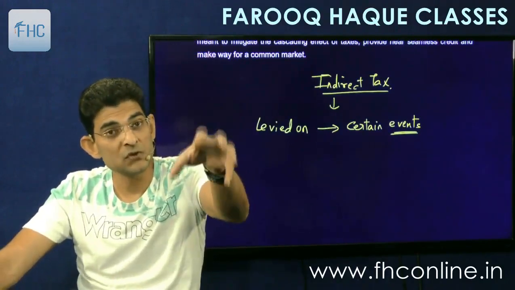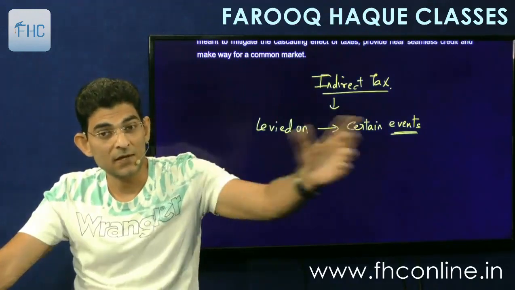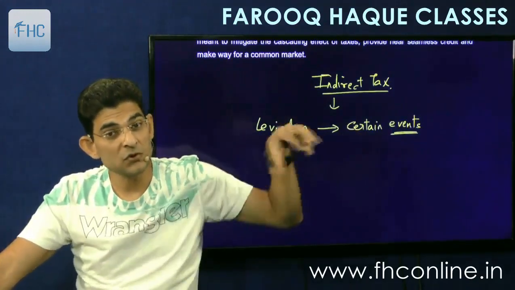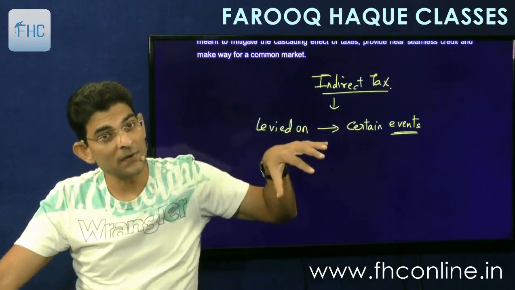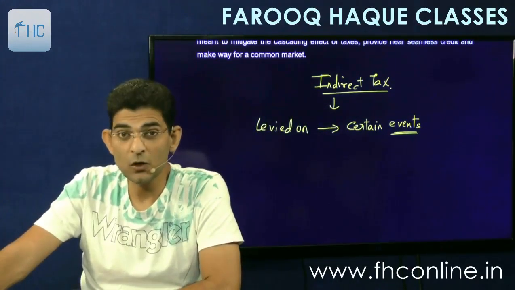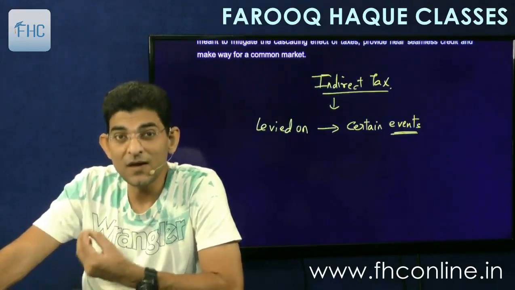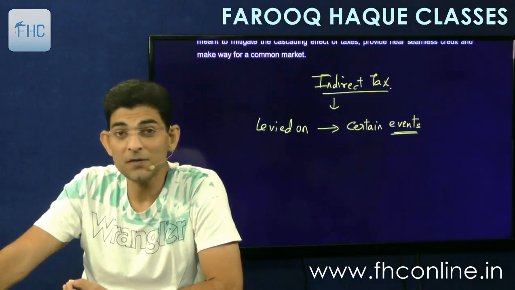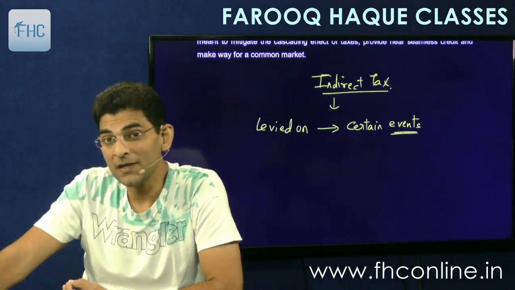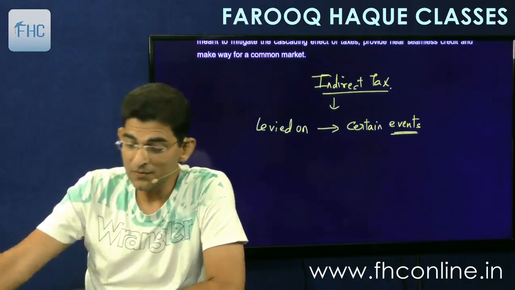So if the imposition doesn't take place, meaning if the event doesn't take place, if the event doesn't happen, the imposition doesn't happen. If imposition doesn't happen, no collection can be done. So without imposing, you cannot collect. And imposition is an event. Without that event happening, there cannot be any imposition, there cannot be any collection of tax. Clear and simple? Very good.